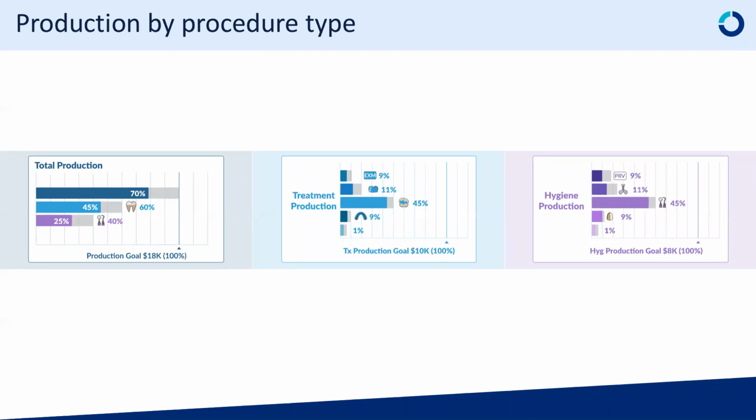You can set goals for your production for both the treatment and the hygiene, which is a really nice way to track how many perio maintenance are being done versus how many times a prophy is being done, and SRPs, for example. You can say that you want more production coming from your perio maintenance and SRPs versus, let's say, prophies. So you can customize this and track it in real time as numbers change on a patient by patient basis as the day goes by.